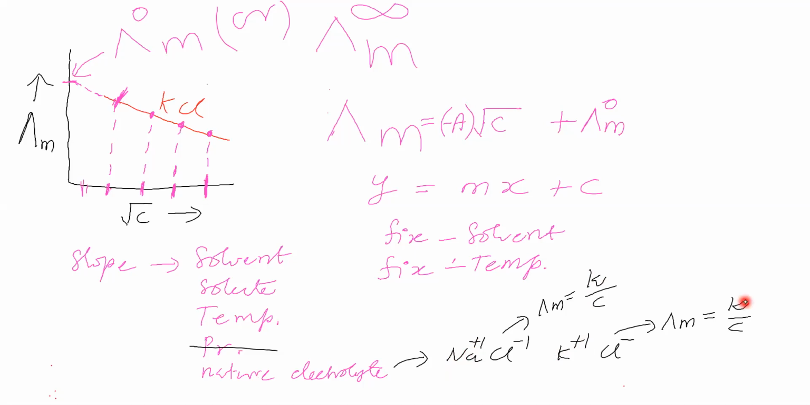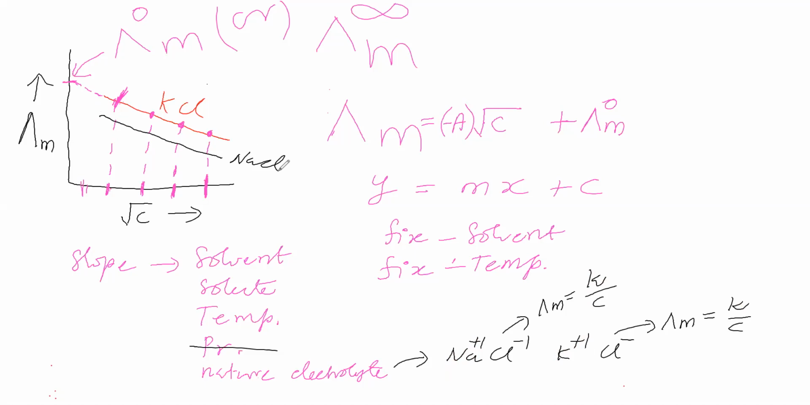Therefore, for NaCl the graph will be like this. It is also a linear graph only, but below KCl.